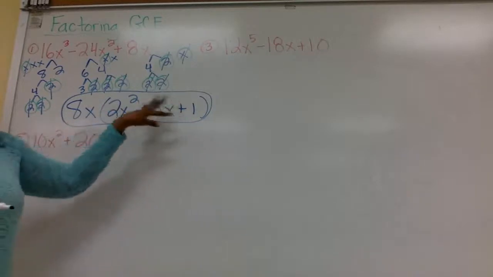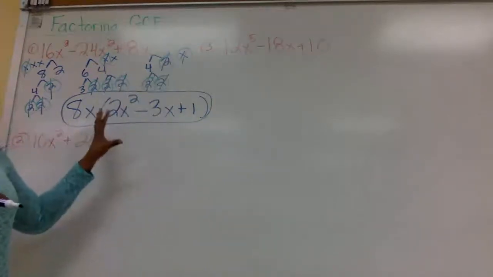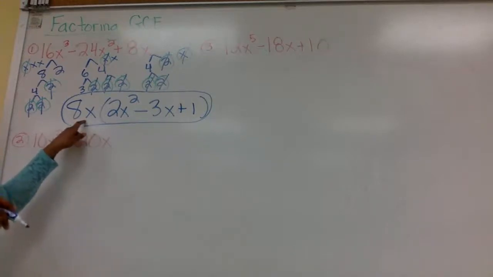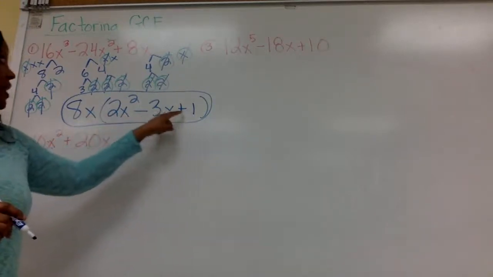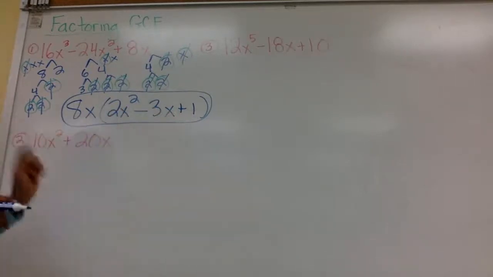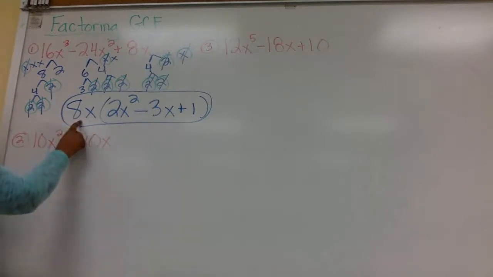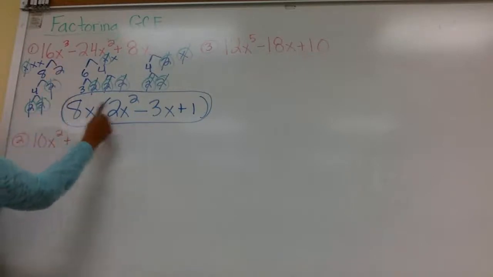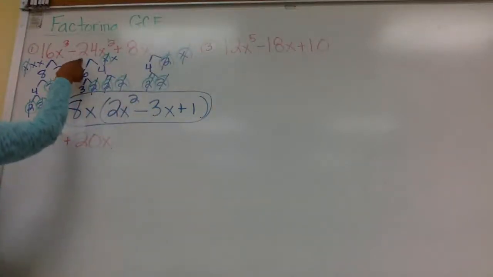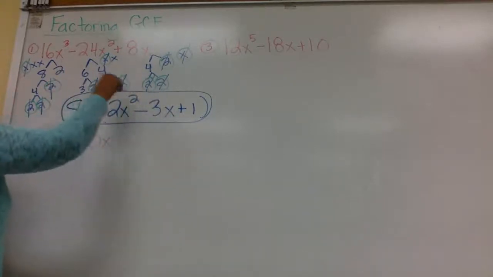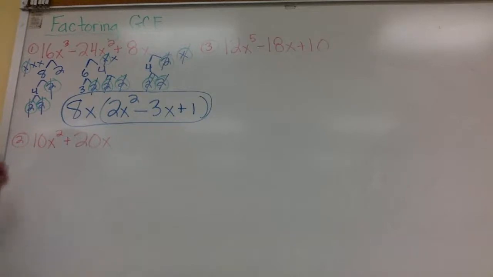Now, in the coming days, we'll be breaking stuff down a little bit more, but for right now, we're just finding the greatest common factor. Your greatest common factor goes on the outside, and these are what are called the leftovers. So these are our leftover factors. So we're working backwards. A great thing for you to do is to check your answer. 8x times 2x squared gives me 16x to the third. 8x times negative 3x is negative 24x squared. And 8x times 1 is 8x. So we're doing the distributive property backwards.